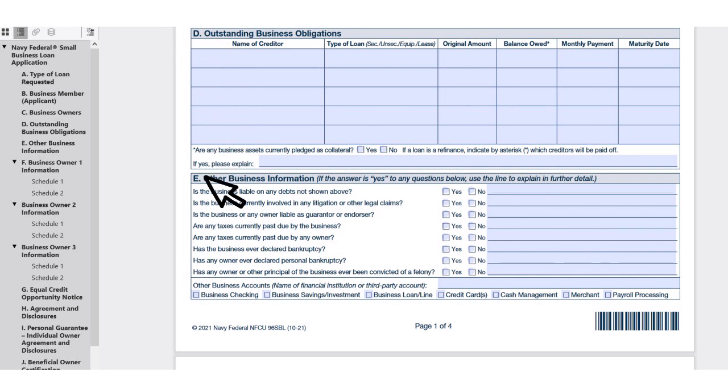And Section E, other business information. If you have yes for any of these questions here, you need to explain. Is the business liable on any debts not shown above? Is the business currently involved in any litigation or other legal claims? Is the business or any owner liable as guarantor or endorser? For them, again, this goes back to what I said earlier about risk mitigation. They're trying to see what risk spectrum they have to put you in among the list of risk spectra that they have. Okay, so if you have a yes for any of these questions you want to explain, and if you need additional paper, just put the explanation elsewhere and attach it to the business loan application.